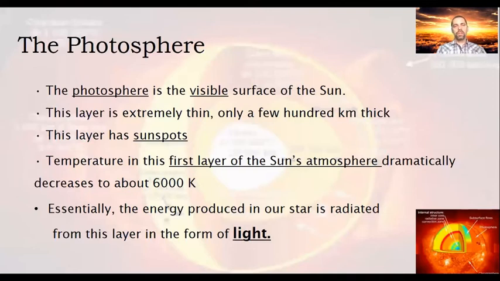We should mention the photosphere as well. This is actually the visible surface of the sun. This is the first layer of the sun's atmosphere, which is the tiniest actually, only a few hundred kilometers thick. Here the temperature dramatically decreases to about 6,000 Kelvin. It is important in this video because the energy produced in our star is radiated from this layer in the form of light.